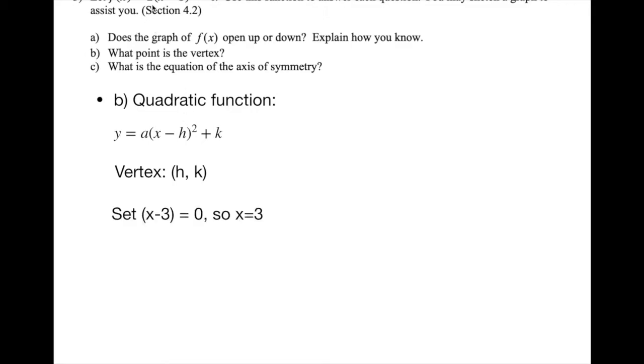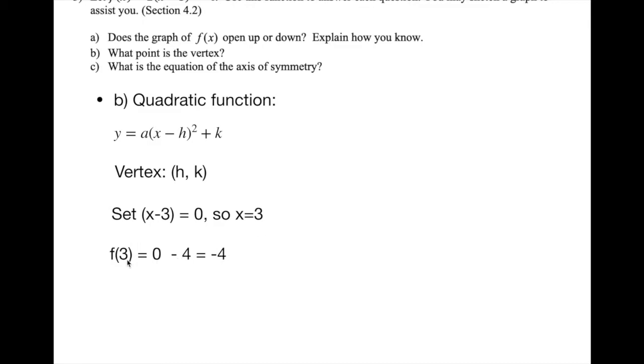So first, you want to set this bracket equal to 0. So this bracket is x minus 3. Set that equal to 0. So x will be 3. So you get the x coordinate. Then you plug in to get the y coordinate.